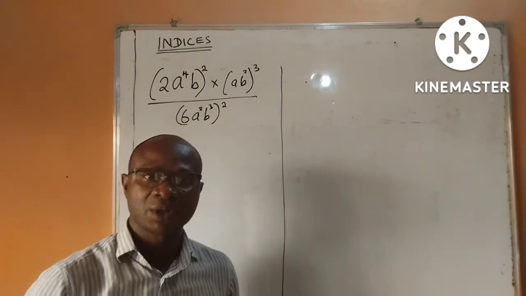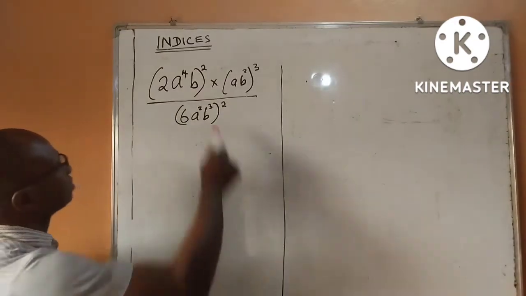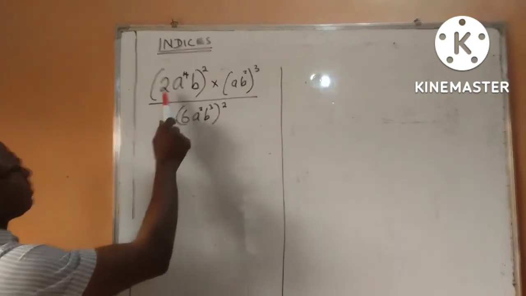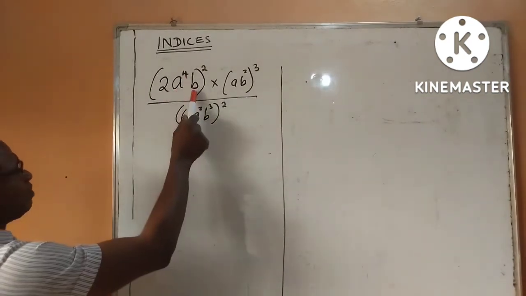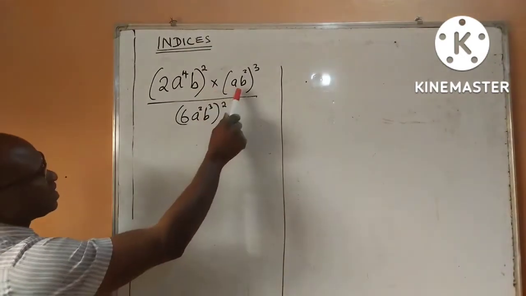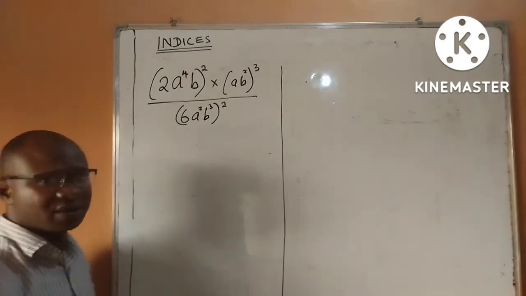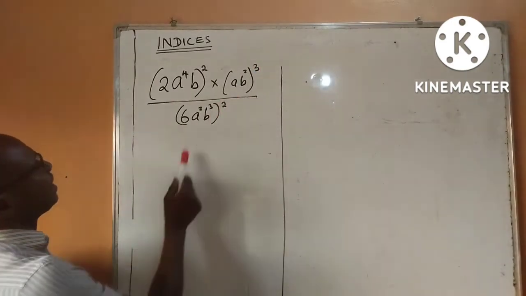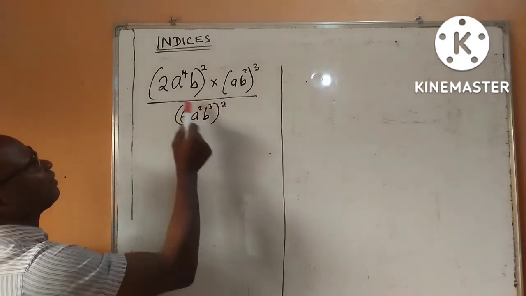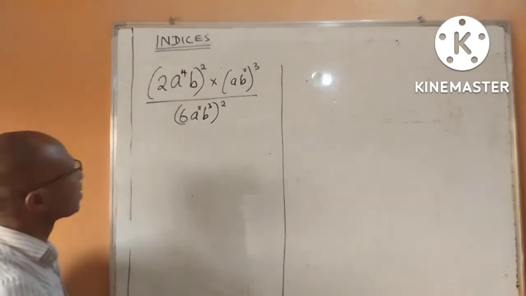I remain Tutor colleague. Here we have a question on the board. The topic is indices. Here I am given inside the bracket 2a raised to the power 4b, close the bracket, everything raised to the power 2. Multiply by, inside the bracket I have a b squared all raised to the power 3. Divided by, inside the bracket I have 6a squared b raised to the power 3, everything inside the bracket raised to the power 2. We want to solve it.